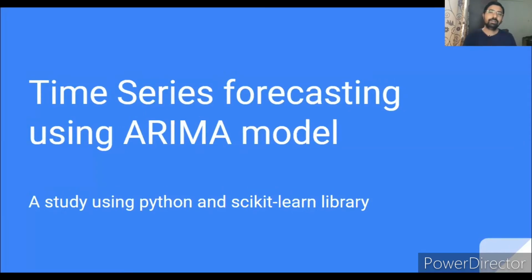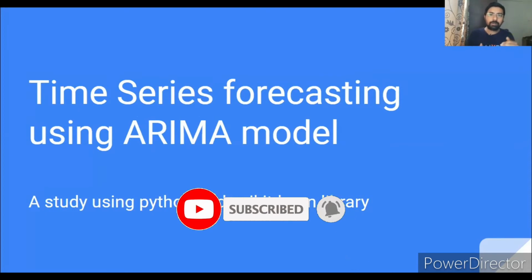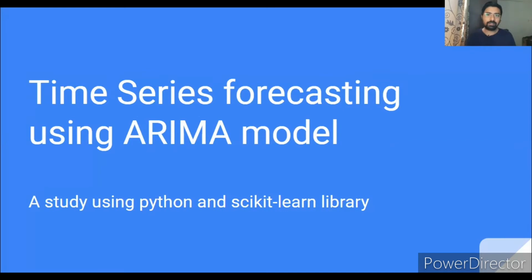Hello friends, welcome to this tutorial of AI and machine learning, and today we will discuss time series data analysis. So what is time series data, and how can you analyze and decompose the various components of the time series data, and then how can you do future forecasting using a statistical method. The most popular one, the ARIMA model, is what we will be using in this tutorial.